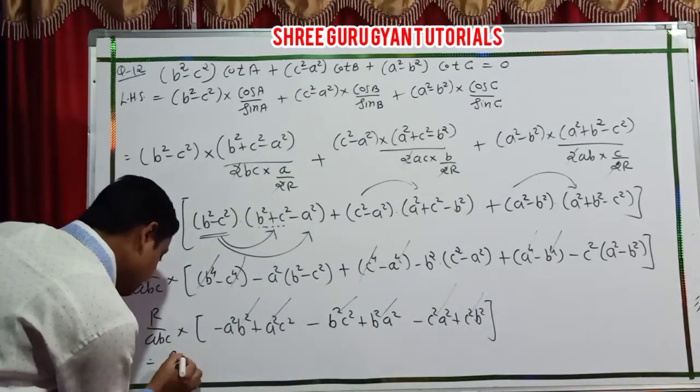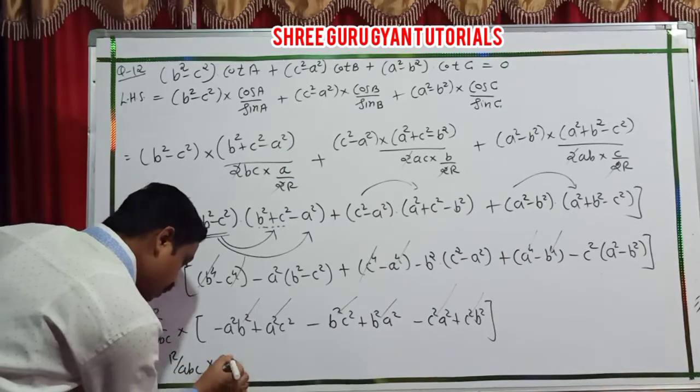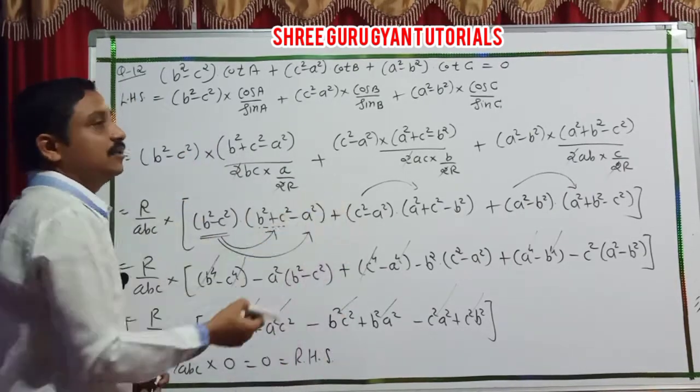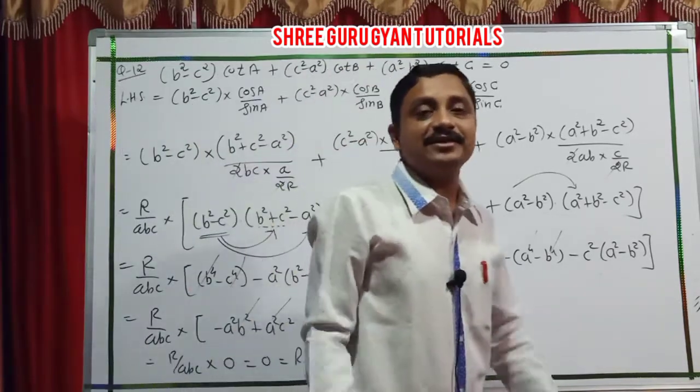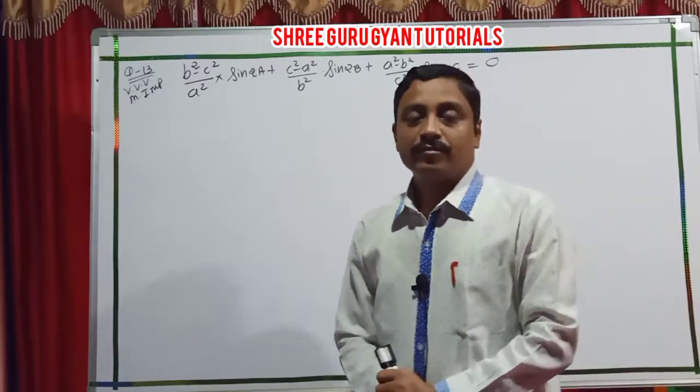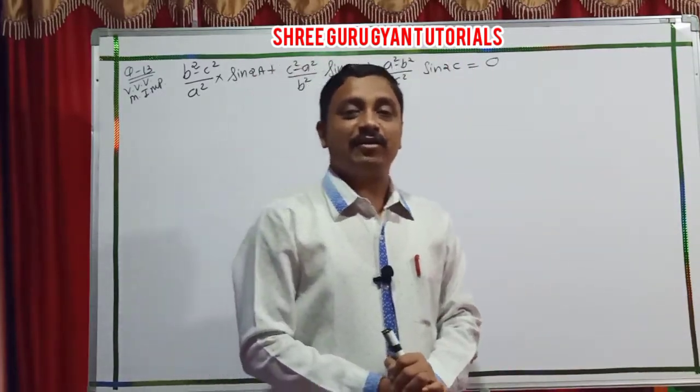So R by ABC into 0, that's your RHS. And here students, happily and easily, we end this question number 12. Now students, the same related, one more numerical.